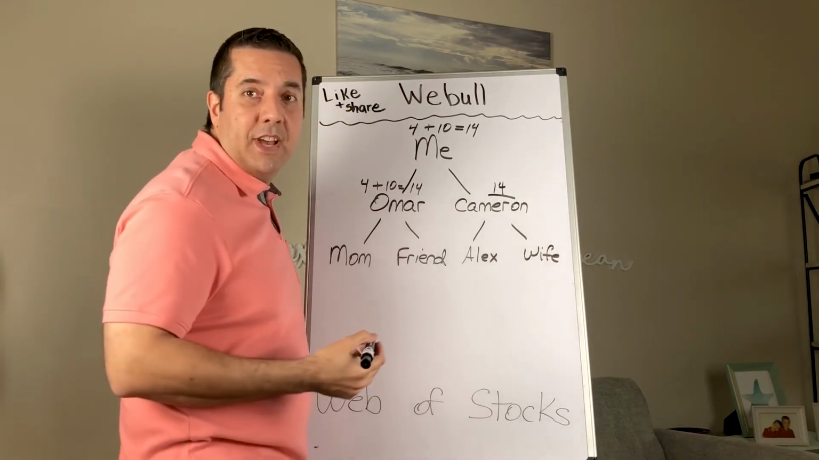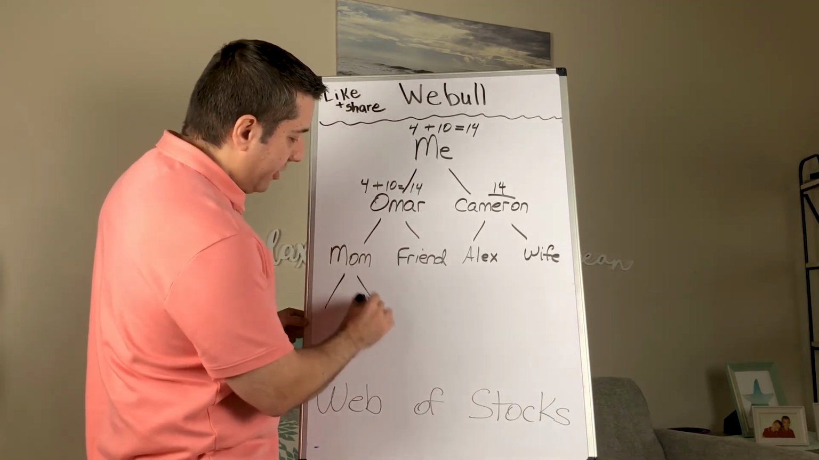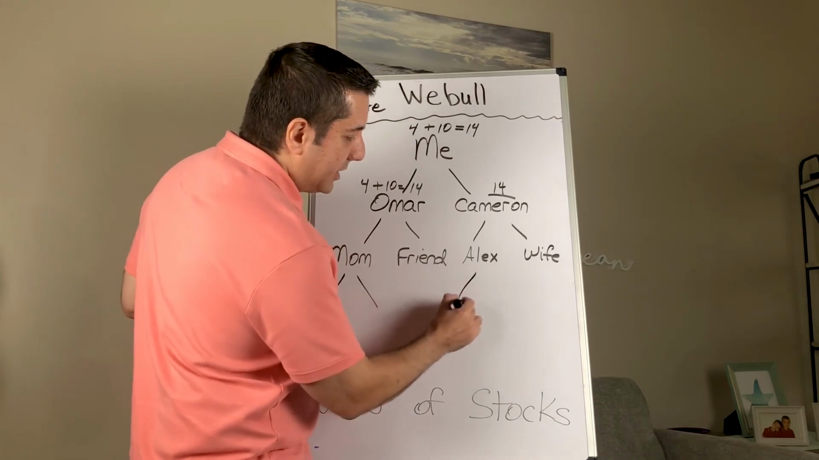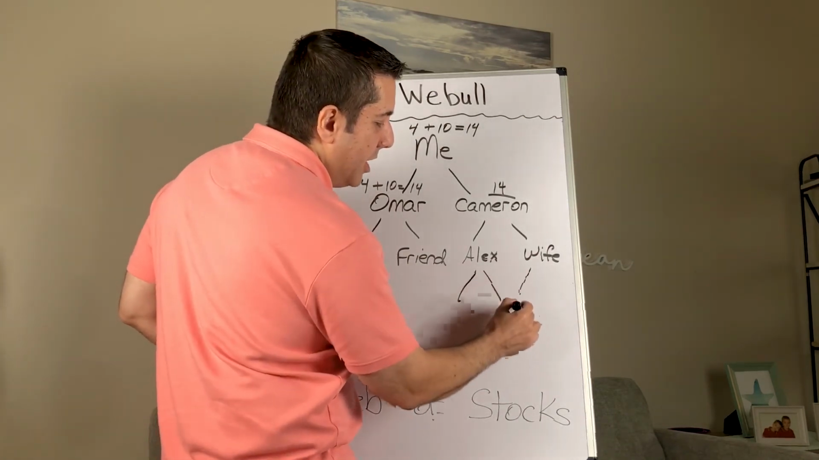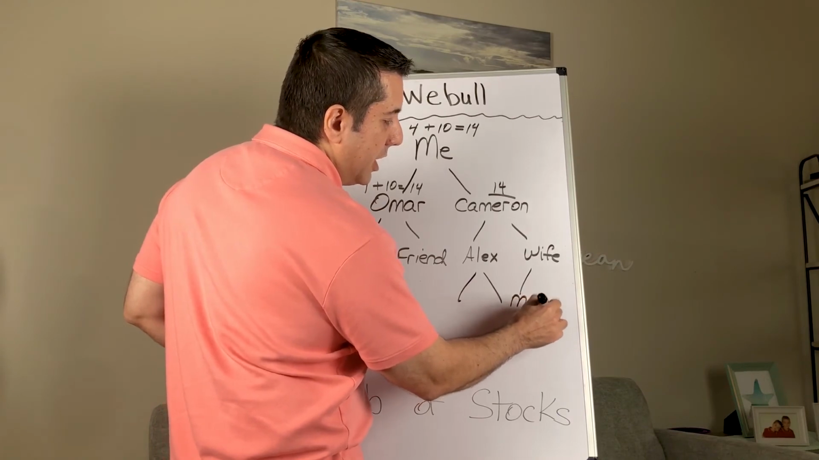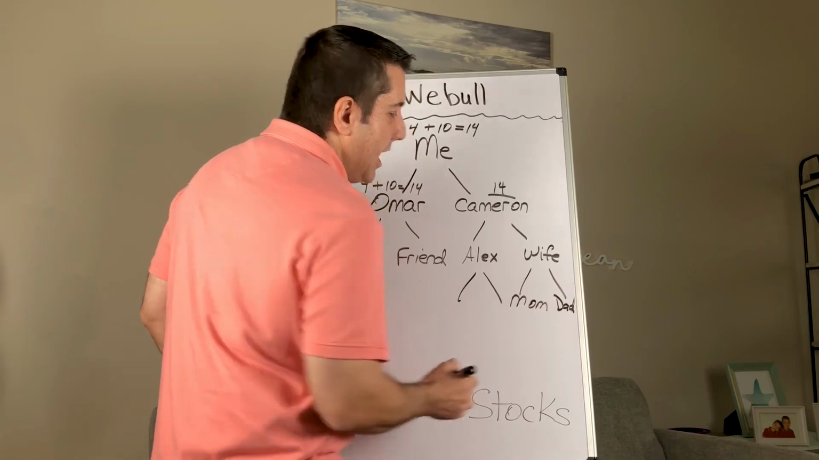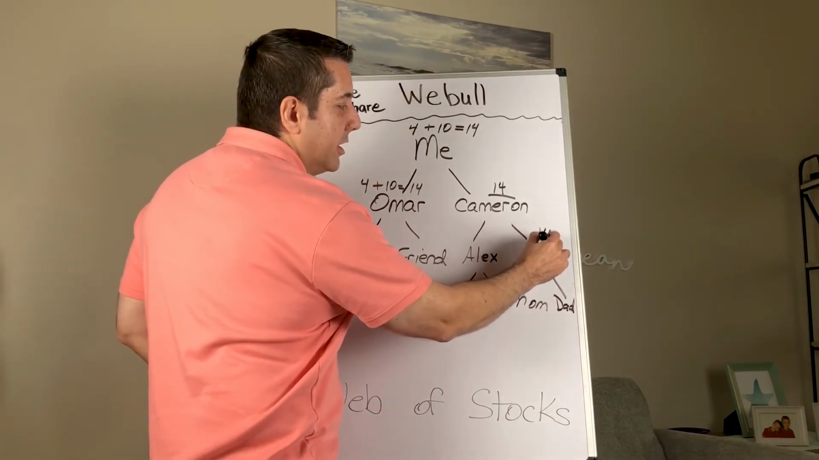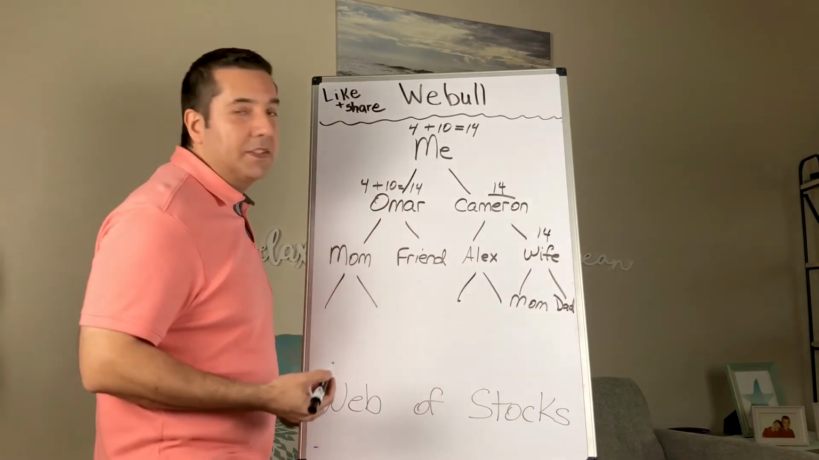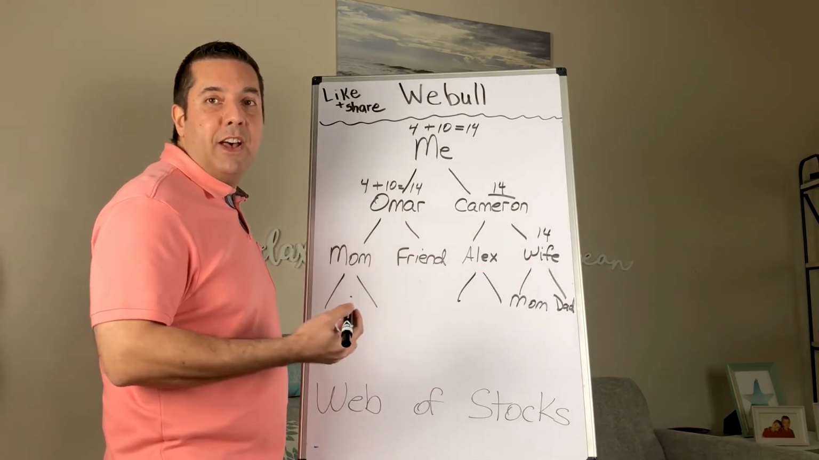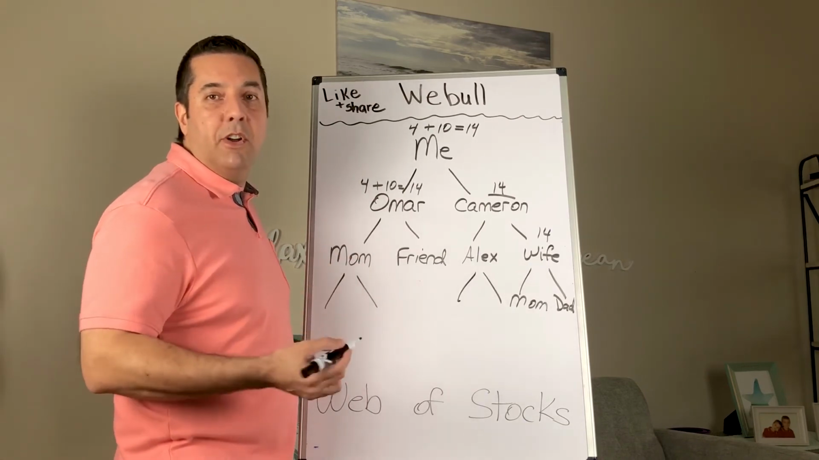So you see how this cycle becomes a web of stocks. And now my mom also referred a couple of people. Alex sent it to two of his friends. And my wife also referred her mom and dad. I'll put dad here. And she got 14 free stocks. So it starts to build this web of stocks. And this is one of the powers and the value that Webull provides, because you can be getting free stocks from all of these referrals.